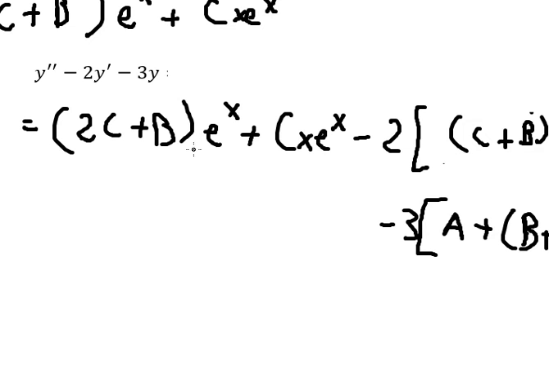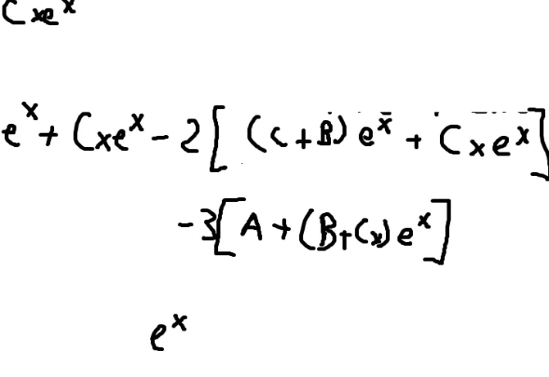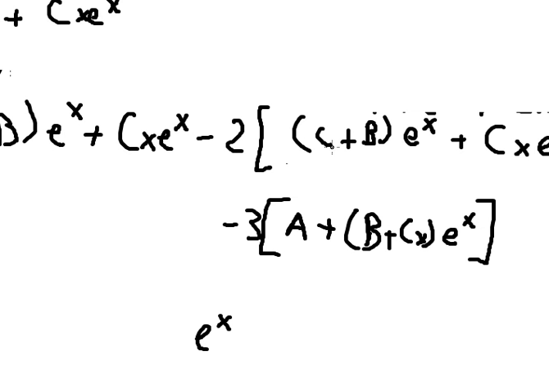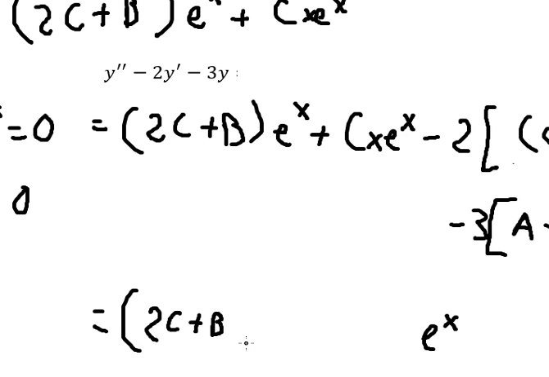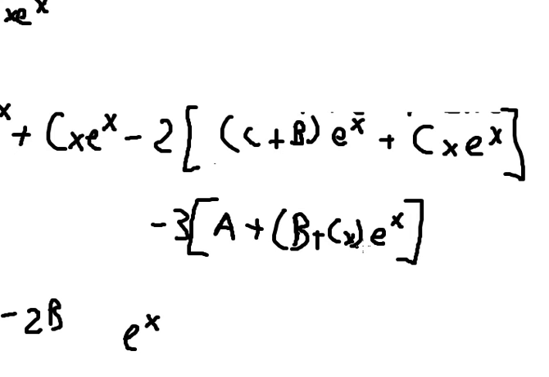Now we need to arrange based on the terms of e to the power of s and s e to the power of s. Now about e to the power of s, we will have 2c plus b, and the next one we have negative 2 multiplied by c and b, so we have negative 2c, negative 2b. The next one we have b e to the power of s with negative 3, so we have negative 3b.